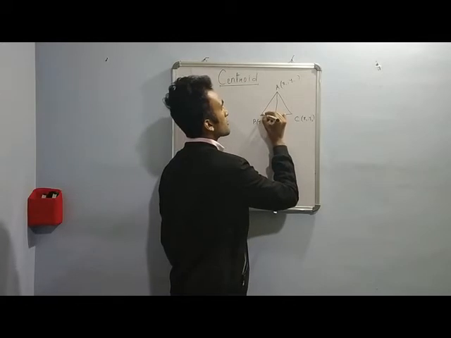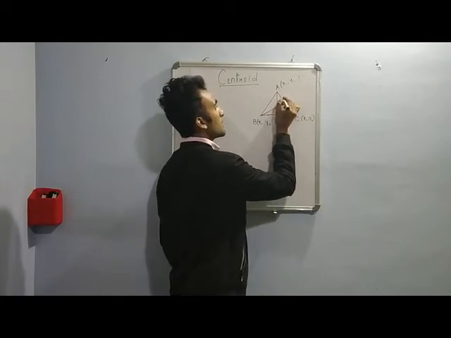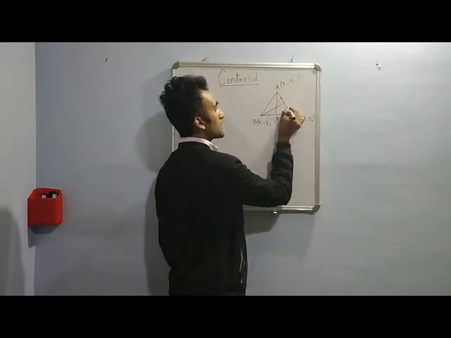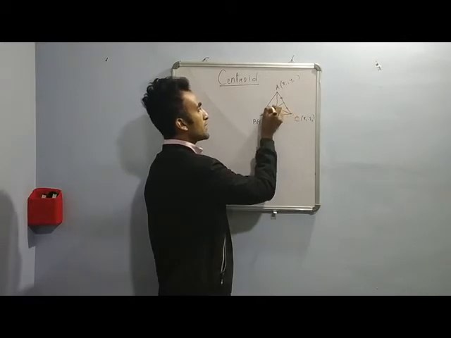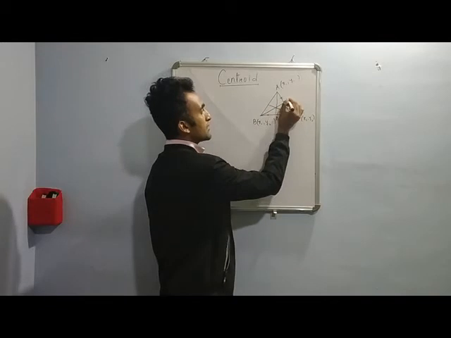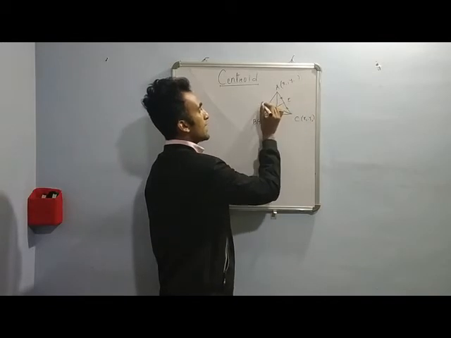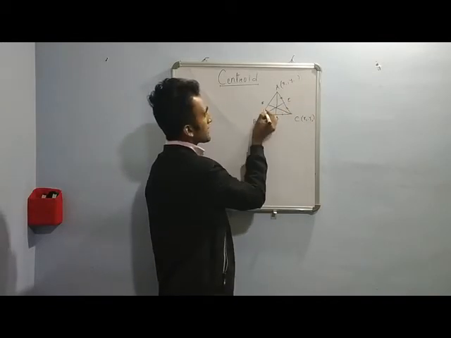From here also I can draw one median. It bisects AC, so these two are the same. From here also I will draw one median. Let's say this one is D, this one is E, and this one is F. It bisects this.